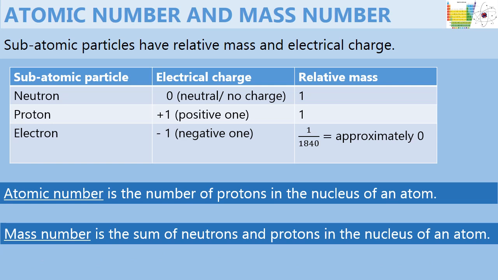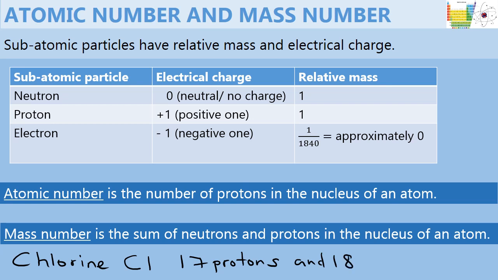Also, chlorine, which is written as Cl, has 17 protons and 18 neutrons. What is the mass number of chlorine? Yes, you got it right, 35.